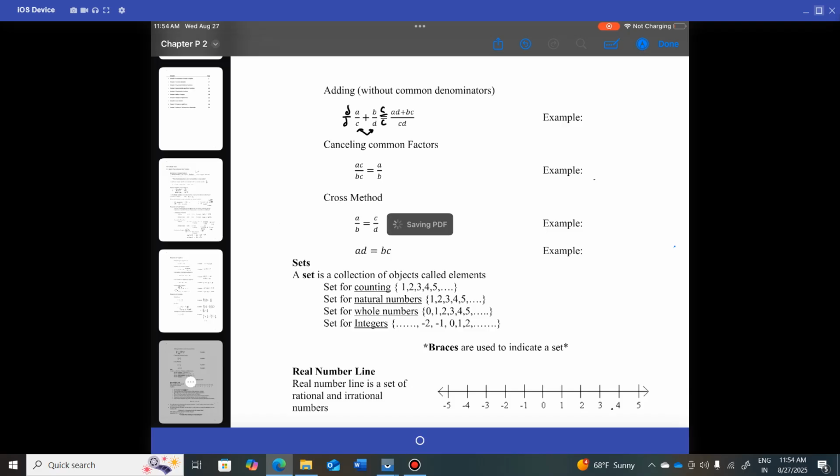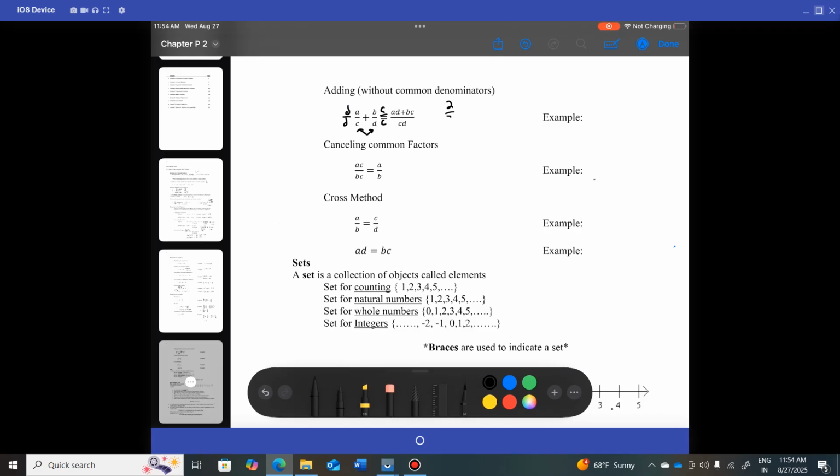So if we had 2/3 plus 4/5, we'll multiply the 2/3 by 5 over 5, and we'll multiply the 4/5 by 3 over 3. Okay, so the denominator is going to be 15. The top is going to be 5 times 2 is 10, plus 4 times 3 is 12. So you end up with 22 over 15. And then see if you can reduce. I don't think this reduces.